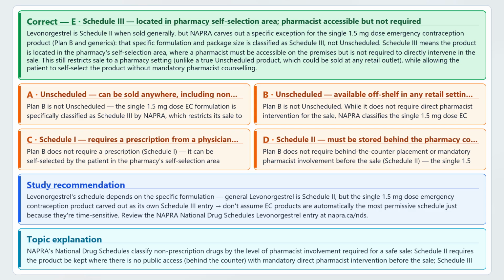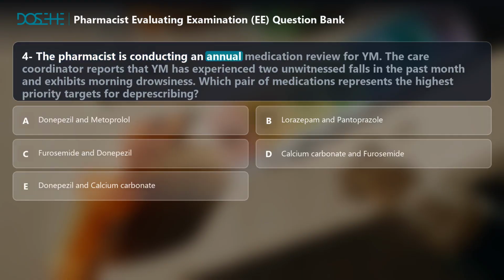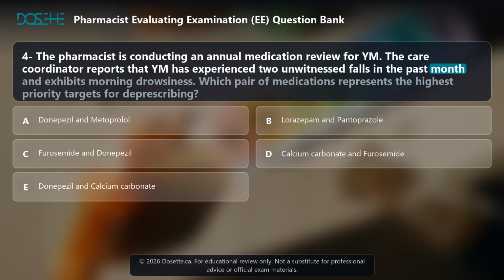The pharmacist is conducting an annual medication review for YM. The care coordinator reports that YM has experienced 2 unwitnessed falls in the past month and exhibits morning drowsiness. Which pair of medications represents the highest priority targets for deprescribing?